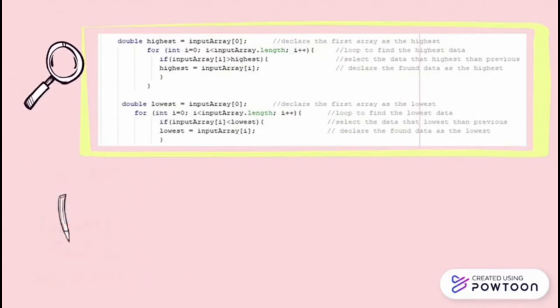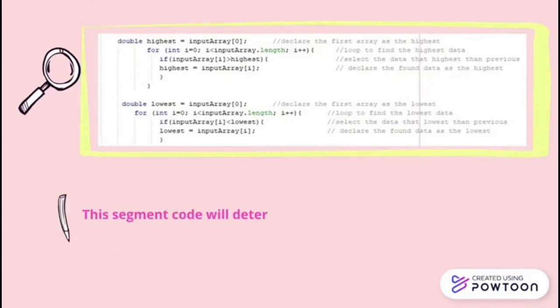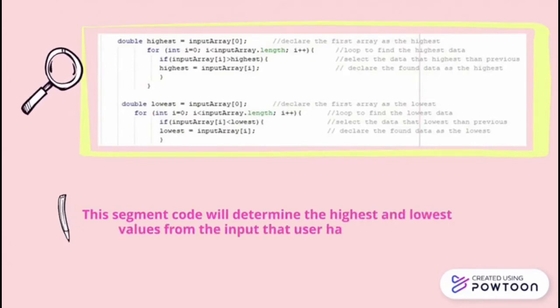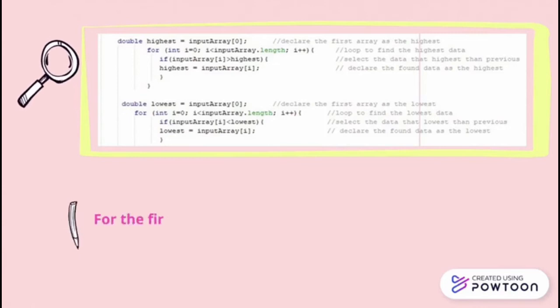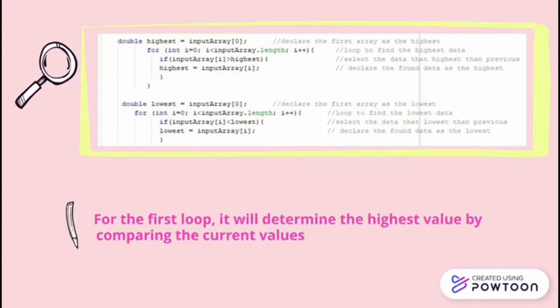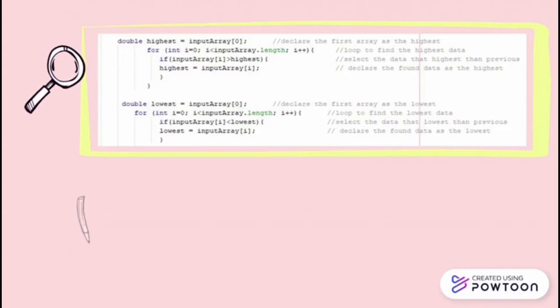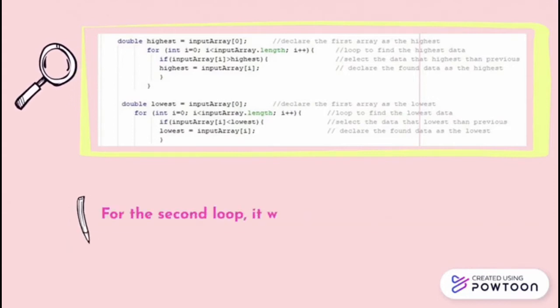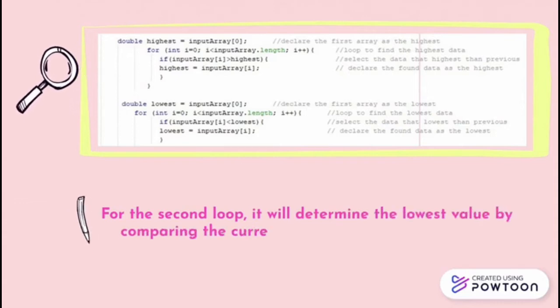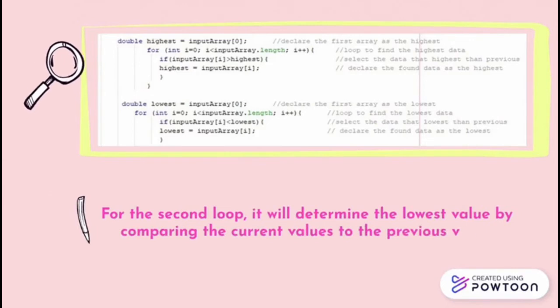Highest and lowest code segment. This code segment will determine the highest and lowest value from the input that the user has entered. For the first loop, it will determine the highest value by comparing the current value to the previous value. For the second loop, it will determine the lowest value by comparing the current value to the previous value.